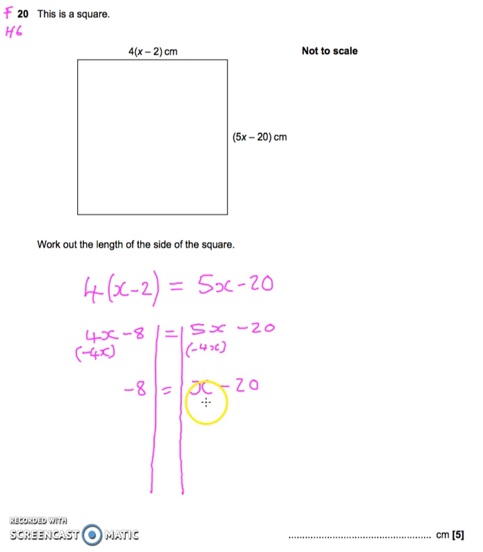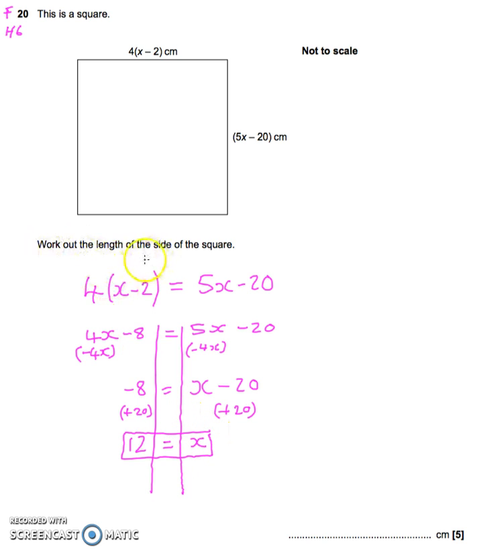So what you need to do then is add 20 to get rid of the minus 20. And to balance up the equation, you need to add 20 to both sides. And when you've done that, you get 12. So minus 8 plus 20 gives you 12. And x equals 12. Now, we haven't finished the question yet, even though it feels like we've finished something.